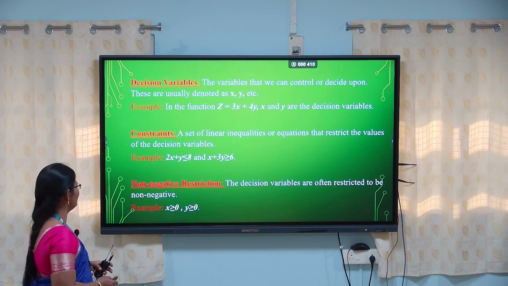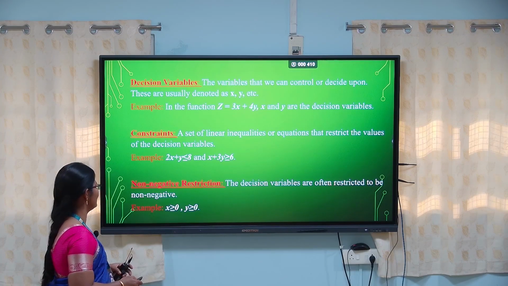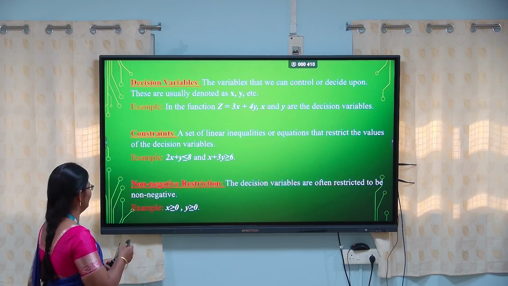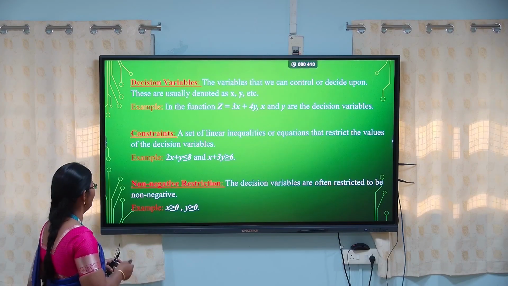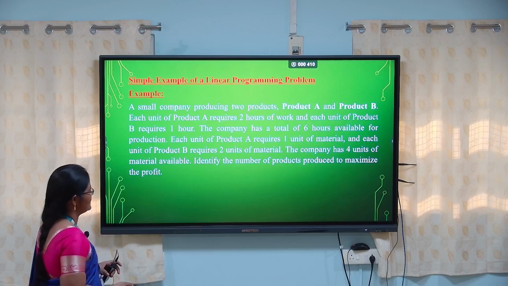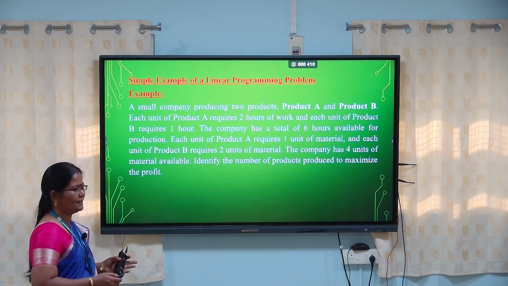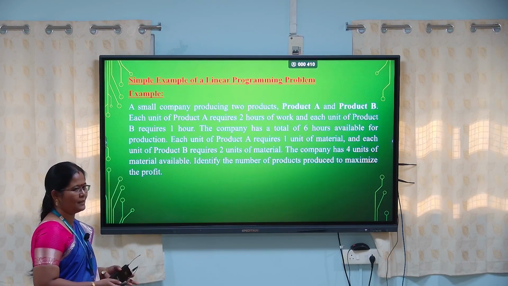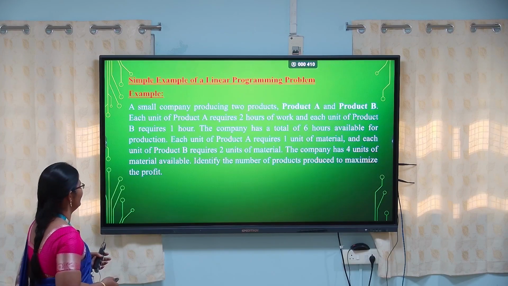And the next condition is the non-negative restriction. The decision variables are often restricted to be non-negative. The non-negative variables x and y are always positive. It is a simple example to explain and to learn about the linear programming problem.